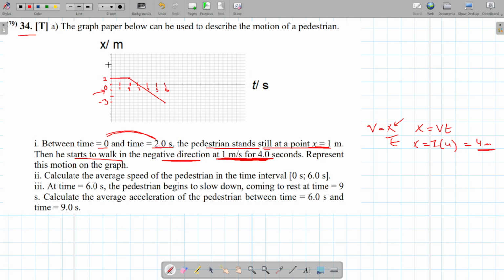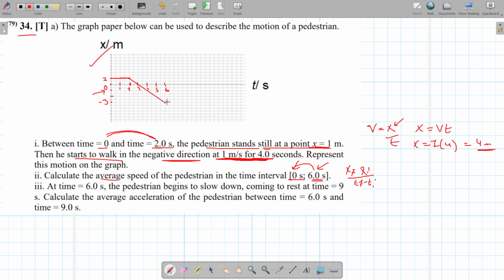But if you draw this on your graph, you're going to get correct. Then they say calculate the speed in the interval 0 seconds to 6 seconds. To find the speed from 0 seconds to 6 seconds, you look at the x of 6 seconds and the x of 0 seconds. You know, x final minus x initial over time final minus time initial.